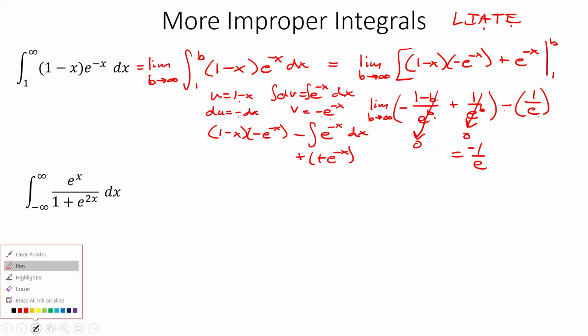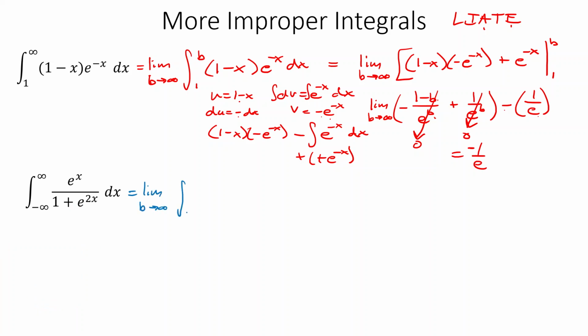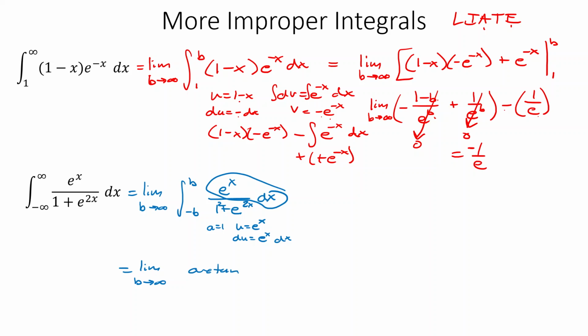So we'll rewrite it. Let me switch colors here so we don't get confused. The limit as b goes to infinity, and here's the trick. We can say it's from negative b to b of e to the x over 1 plus e to the 2x dx. So this is 1 squared. This is e to the x squared. So this is actually arctan. Here's our du. This is u squared. This is 1 squared. So what we're getting is the limit as b goes to infinity of the arctan of e to the x over 1, or just e to the x, from negative b to b.